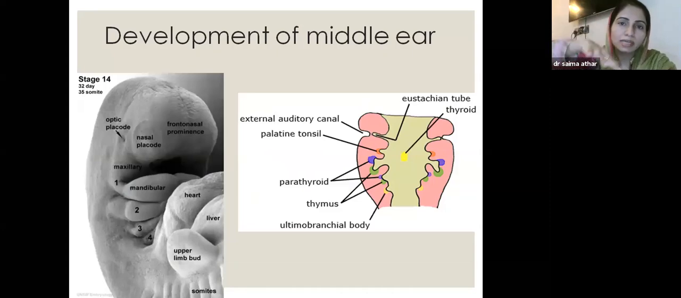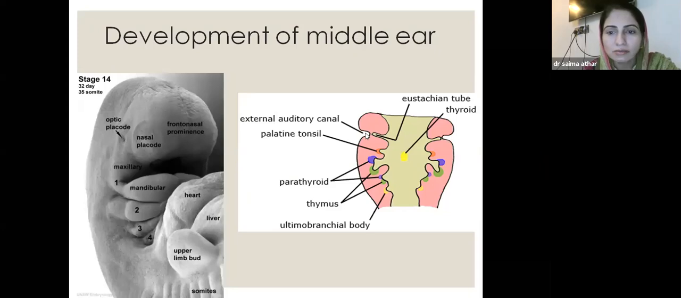Normally there are first, second, third, and fourth clefts, but later on all these clefts will be covered by the second pharyngeal arch. They have to disappear. Otherwise, if they do not disappear, they will form a sinus. So for ear development, you have to concentrate on the first pharyngeal pouch and cleft.